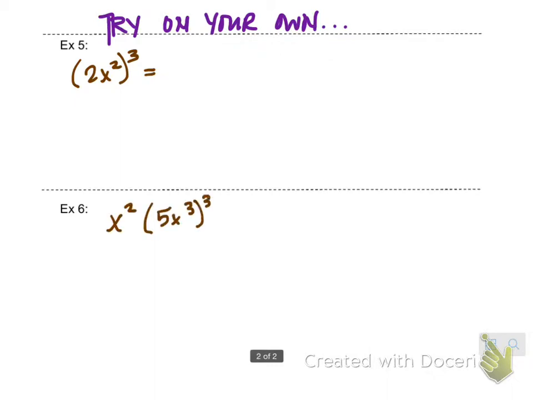The second example you'll try on your own is example 6, and I have the term multiplied out front of x squared times the quantity of 5x to the 3rd power raised to the power of 3. So I will be expanding the 5x to the 3rd power, 3 sets of that. From here, please try these on your own.